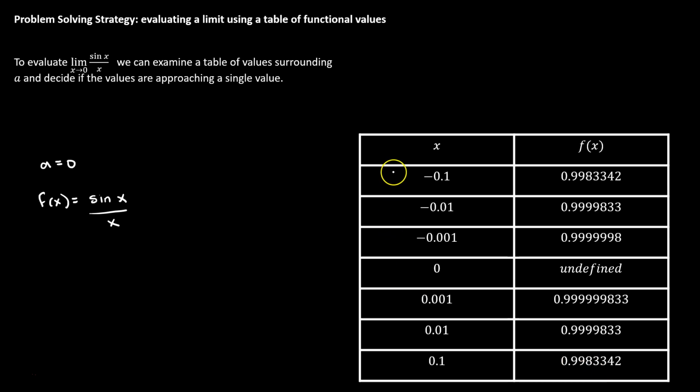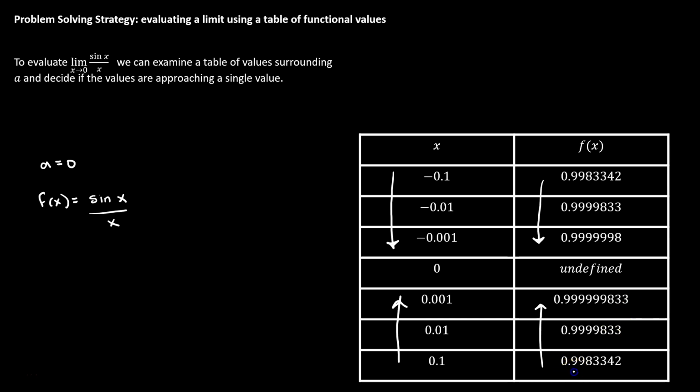So remember, as we're zooming in towards that middle part of the table, the x values are getting closer and closer to 0. And if we look at the function output, we really have to keep quite a few digits at the end of our decimals because they all look the same.